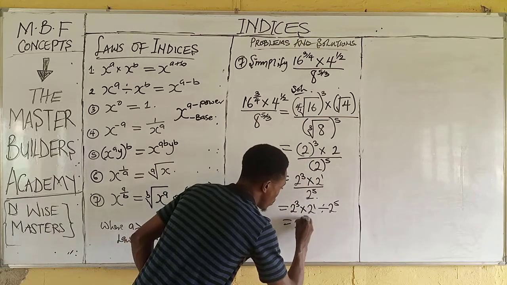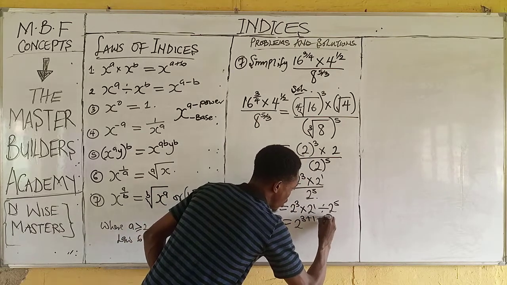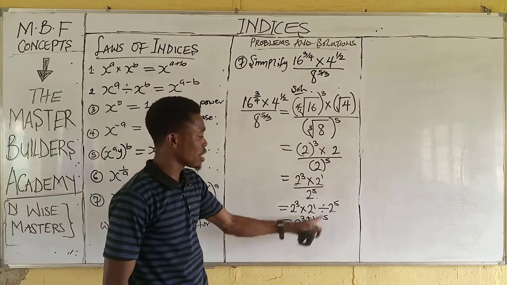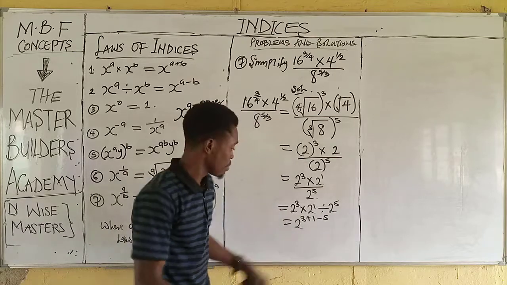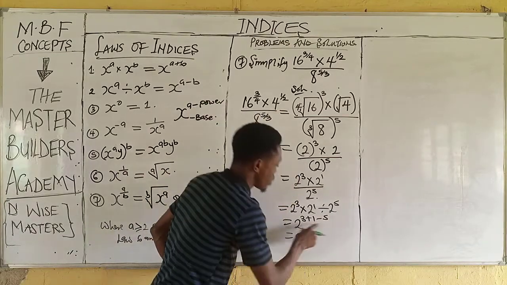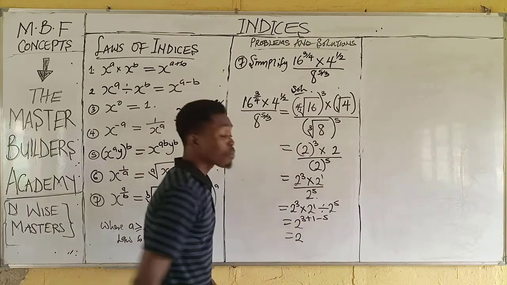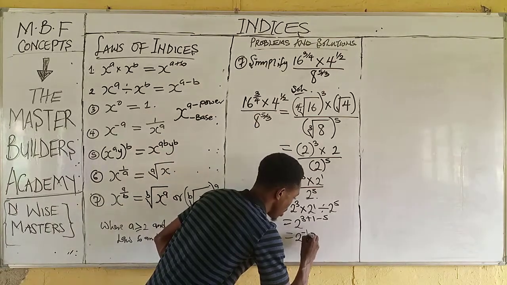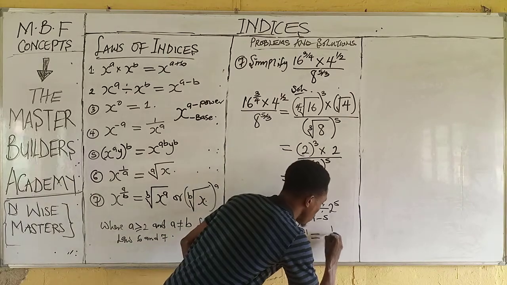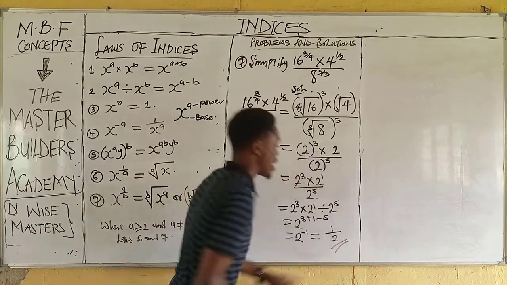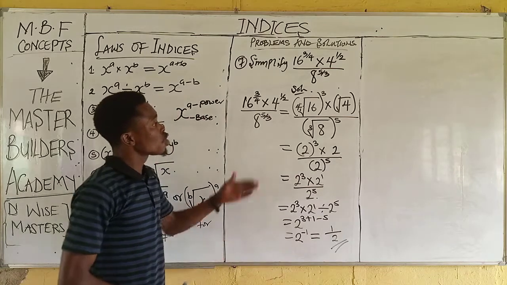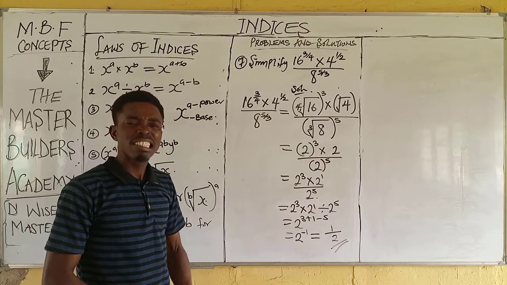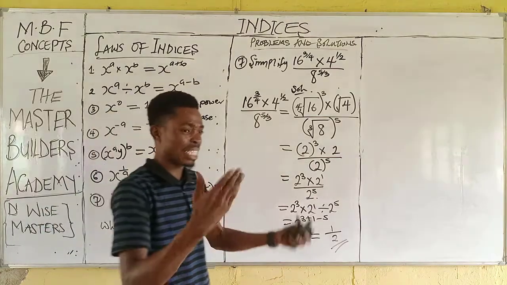And this would have given us 2 raised to the power 3 plus 1 minus 5 using the first law and second law of indices. Multiplication is addition and division is subtraction. Then this would have given us 2 raised to the power 3 plus 1 is 4, and 4 minus 5 is minus 1. And using the fourth law of indices, this becomes 1 over 2 raised to the power 1. And this is the answer to this very question when we solve it using this particular method. You see how exciting this is.